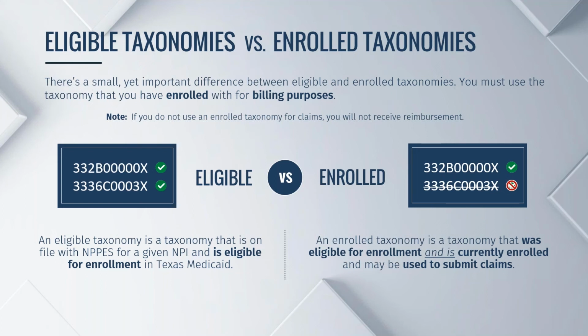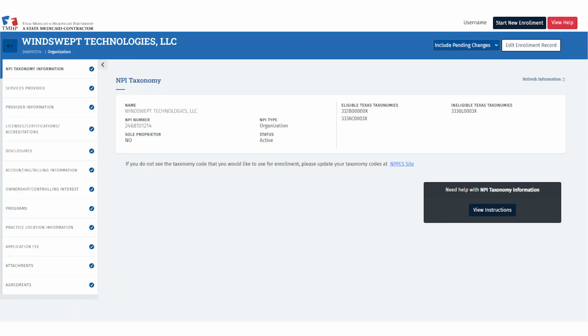Now, let's shift over to PEMS to demonstrate where you can find these different types of taxonomies. When you open an enrollment record up, you will see the NPI taxonomy information page. PEMS populates taxonomy codes from your NPES NPI registry. Keep in mind that eligible taxonomies are recognized by Texas Medicaid, whereas ineligible taxonomies are not recognized.